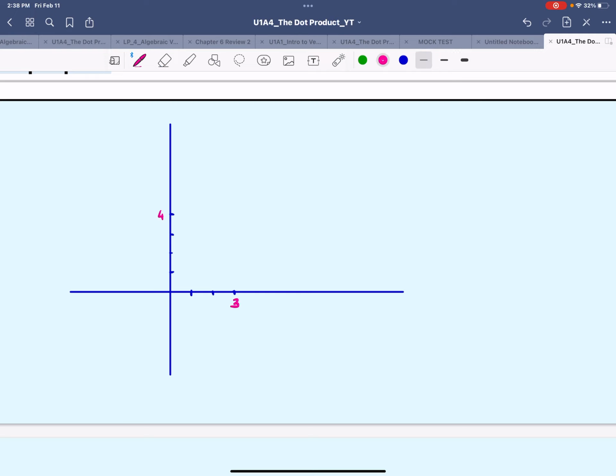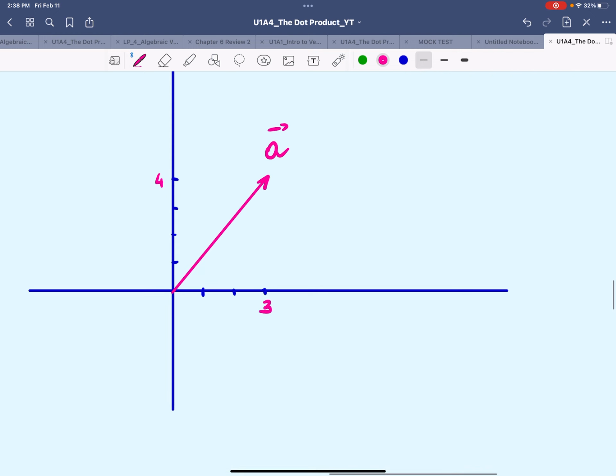So here is our vector. Vector OA, let's call it for now. Here we go. So we're going to say that this vector here, I'm going to call it by letter A actually. So vector A will have the magnitude equal to square root of 3 squared plus 4 squared, so that would equal 5. So we're going to say that vector A is 5 units.